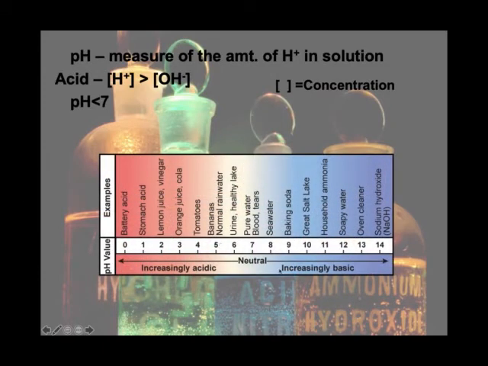Here's a nice little chart that shows you some things that are acidic. Battery acid is probably the best known. Stomach acid is very, very acidic. Lemon juice and vinegar is down here at a 2. Orange juice and cola is at a 3. Tomatoes, bananas, and normal rainwater is at about a 5. Healthy lake water, urine is a 6. So all of those things would be slightly acidic.